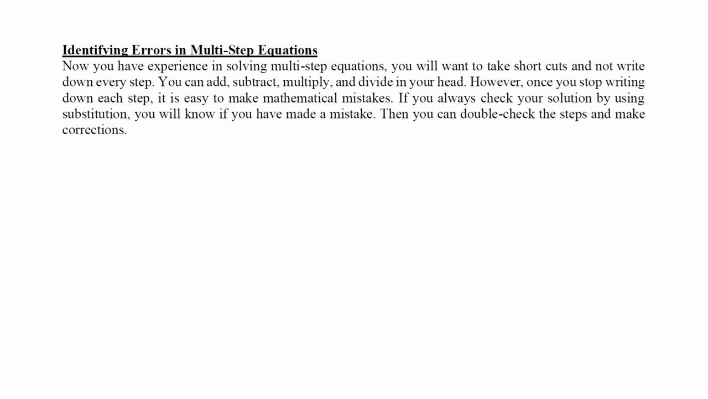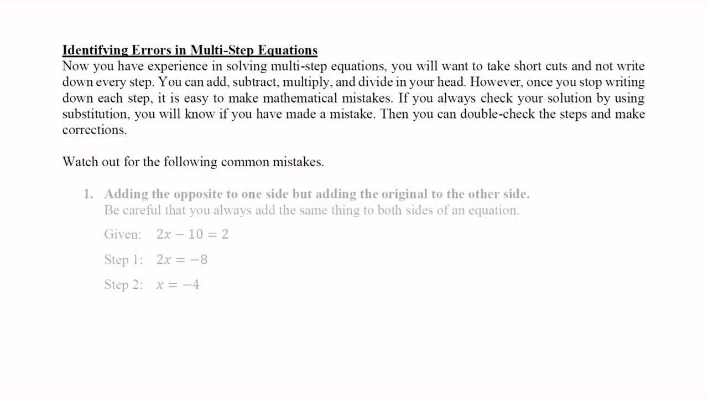If you always check your solution by using substitution, you will know if you've made a mistake. In other words, take your solution and substitute it in for the variable to see if you get a true statement. If you get a false statement, then you need to double check the steps and make corrections. And this is why it's so important to write each step of your work so you can go back and find your mistake without having to start the problem completely over from the beginning. So let's watch out for the following common mistakes.